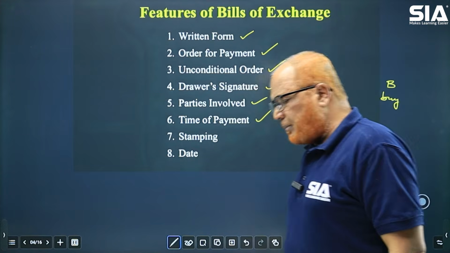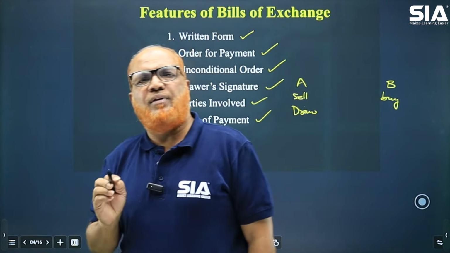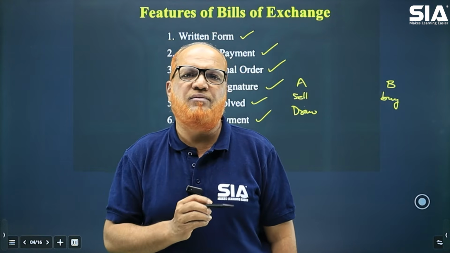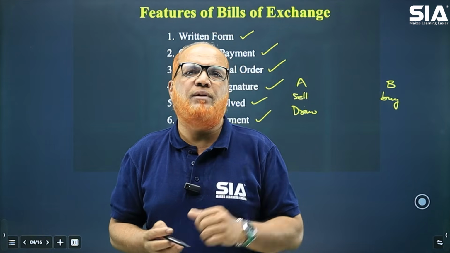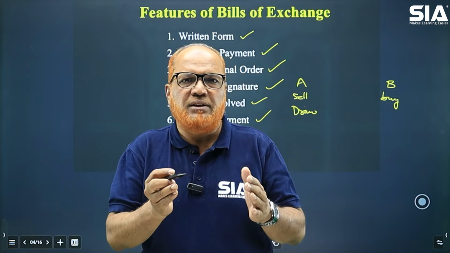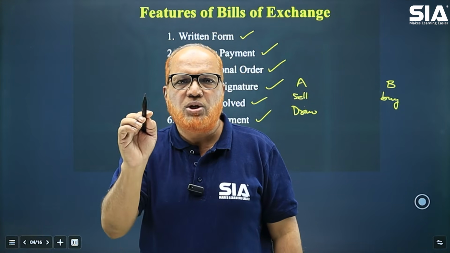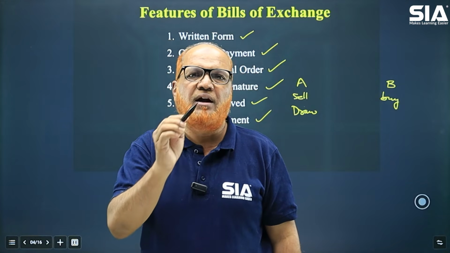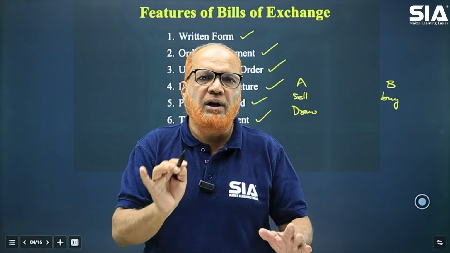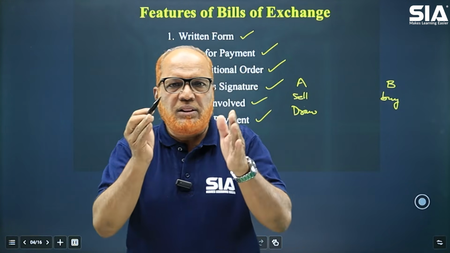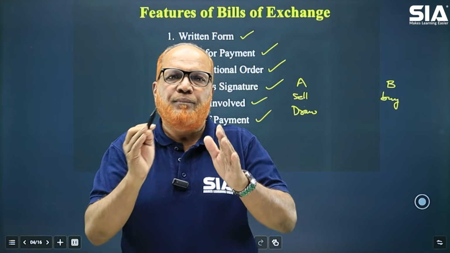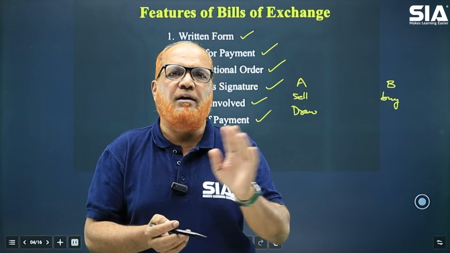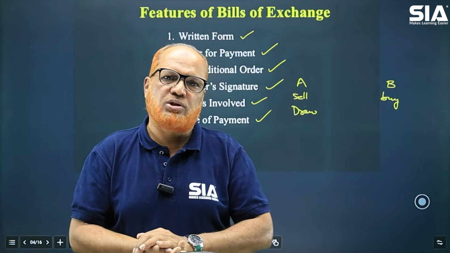Now, time of payment. Every bill of exchange must specify what is the duration of the bill. 1 month, 2 month, 3 month. That duration of the bill should be specified in the bill. Then only it is valid. If all these conditions are satisfied, then only is this bill of exchange legally binding.